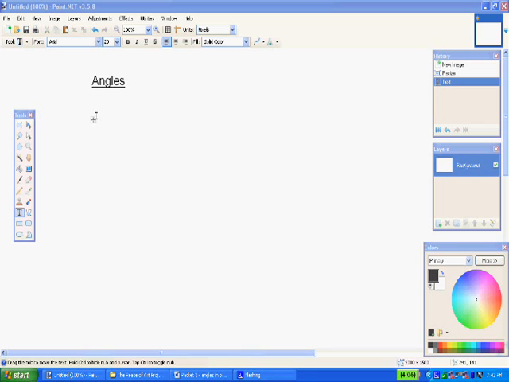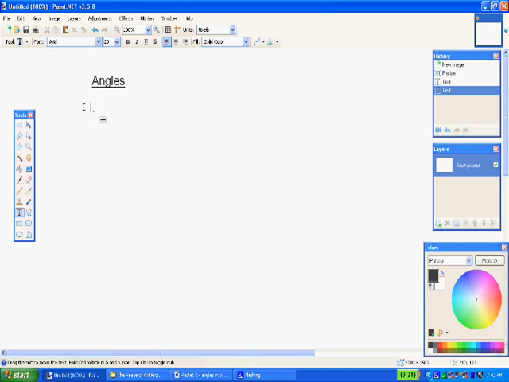Today we are going to talk about angles. I'm first going to go over what an angle is, how to name an angle, different types of angles, and different types of angle relationships. In a lot of shapes you see that they have different angles, and sometimes we want to name them. So first, let's talk about what an angle is.